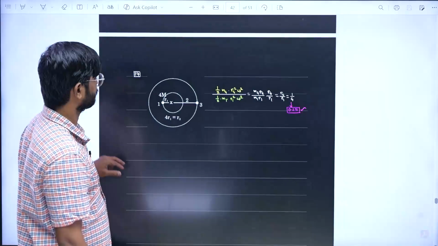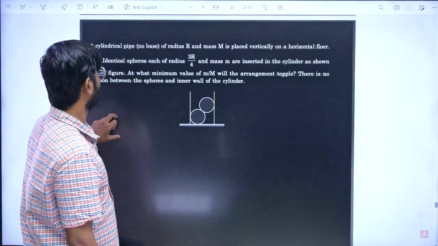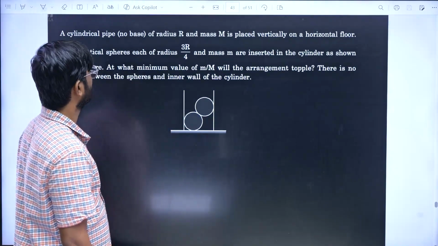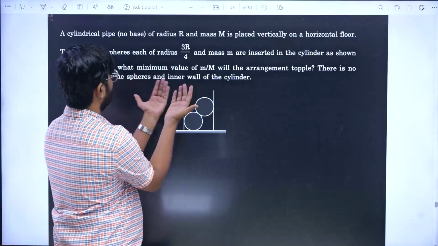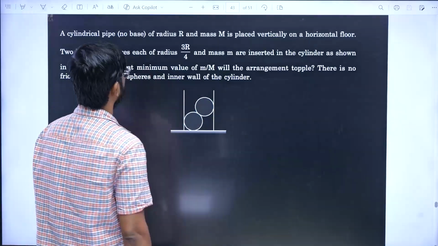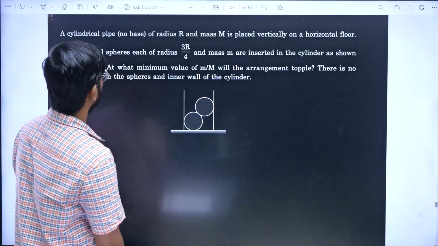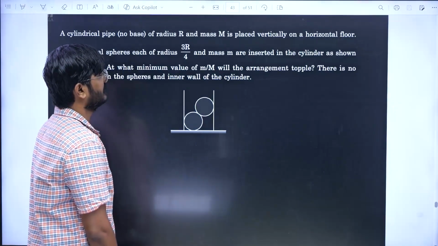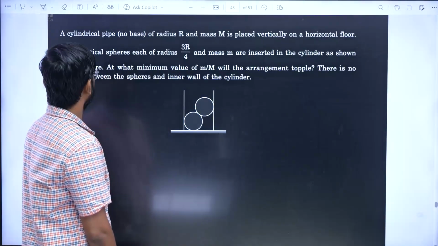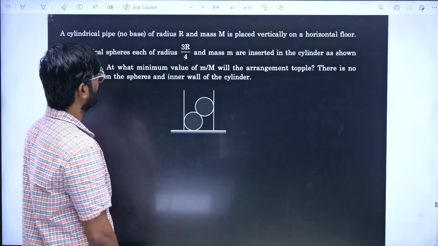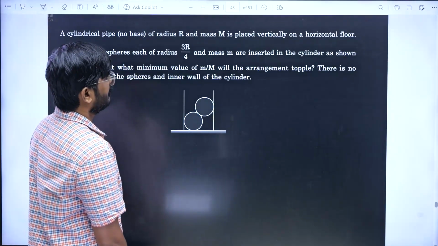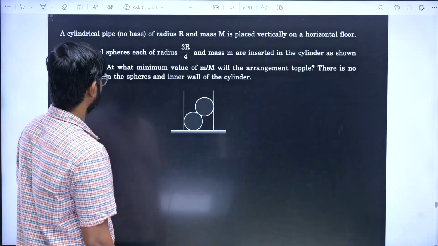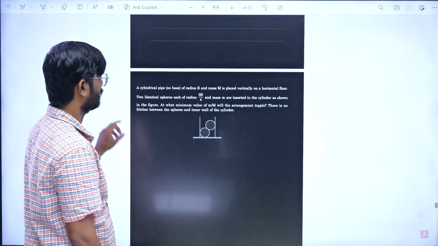A cylindrical pipe which has no base, there is only a pipe, no base, of radius r and mass M is placed vertically on the horizontal floor. Two identical spheres, each of radius 3r/4 and mass m, are inserted in the cylinder as shown in the figure. At what minimum value of M/m will the arrangement topple? There is no friction between the spheres and the inner wall of the cylinder.